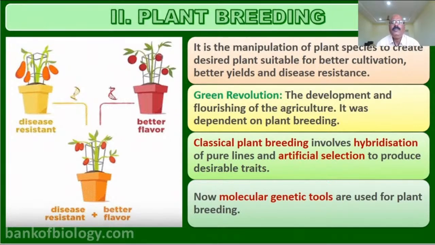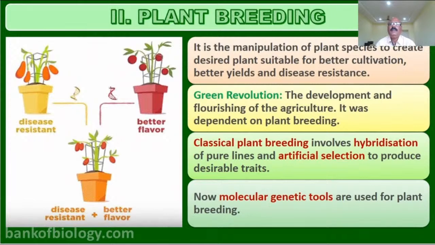So, plant breeding is a branch of botany. It helps to produce desirable plants. Desirable plants means the plants provide good yield, are resistant to diseases, resistant to drought, and produce qualitative food. Such plants are called desirable plants, produced by plant breeding techniques.